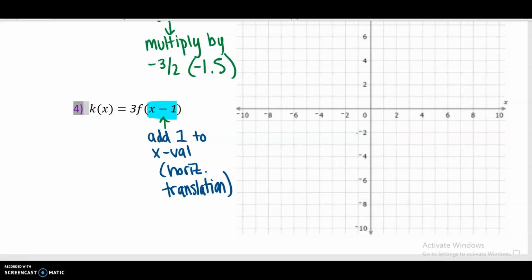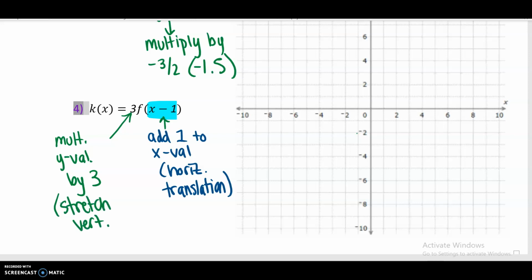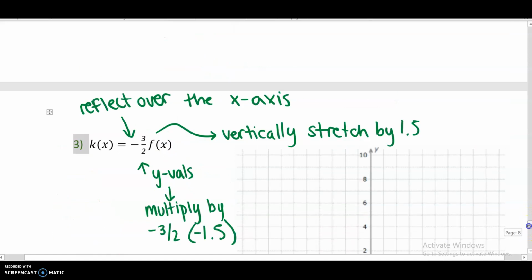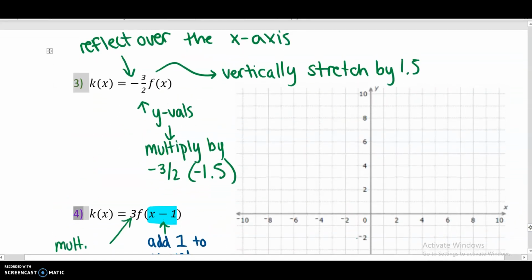Since this 3 is on the outside of the f of x, it's like being attached to the y or the outputs. So this is going to multiply the y values by 3, similar to the one we just talked about. So if a y value is at 2, it's now at 6. If a y value is 4, it's now at 12. It's going to stretch vertically. Let's try that one more time. Stretch. With that said, I'm going to have you try both of these and plot them and see what they look like, and I'll come back with their graphs.